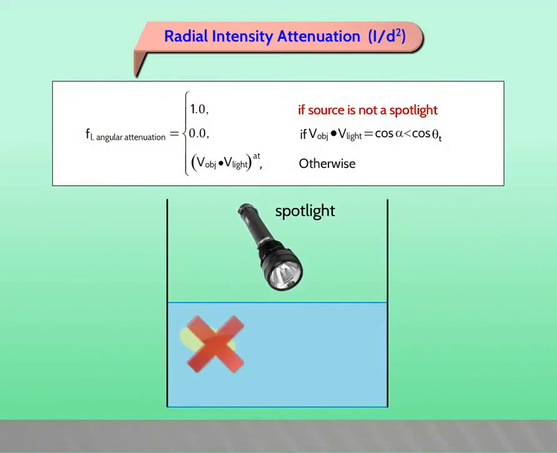f_angular attenuation is equal to 1.0 if the source is not a spotlight, 0.0 if V_object dot V_light is equal to cos alpha is less than cos theta_l, and (V_object dot V_light) to the power a_l, otherwise.